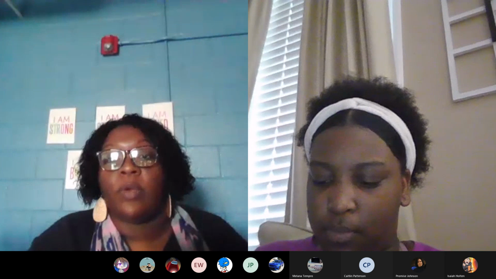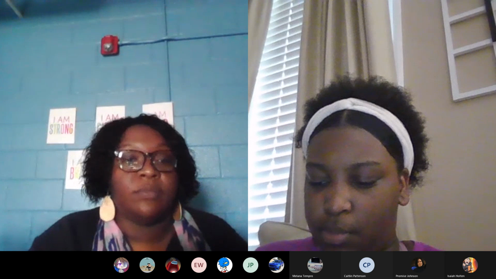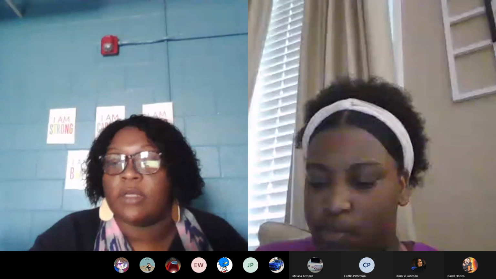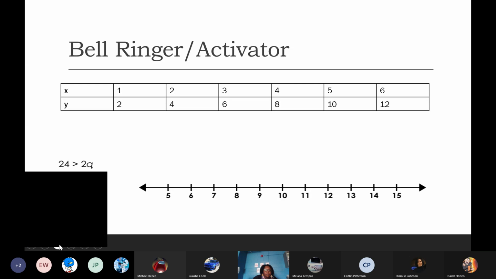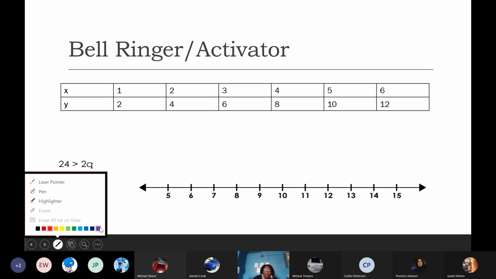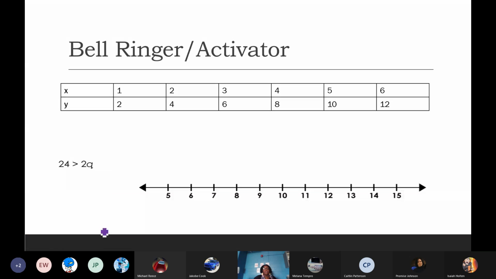All right, so we're going to write down our two bell ringers here. Two questions for our bell ringer today. With number one, if you can't see my screen, the lesson is being recorded. Both of these are throwbacks, but I also want to make sure that we get some practice in, making sure that we're getting more comfortable with equations.